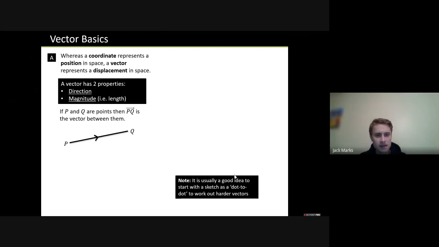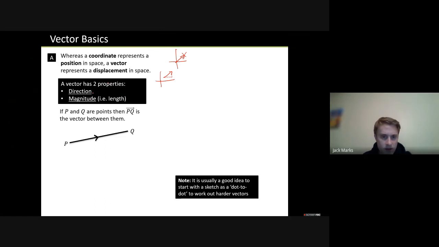So, some basics of vectors. Vectors are fundamentally different to coordinates. Coordinates tell you where something is. A vector tells you how to get there, okay? And it tells you how to get there by breaking it down into sort of horizontal and vertical components. And in fact, this extends to depth for 3D vectors at the end of year 2.